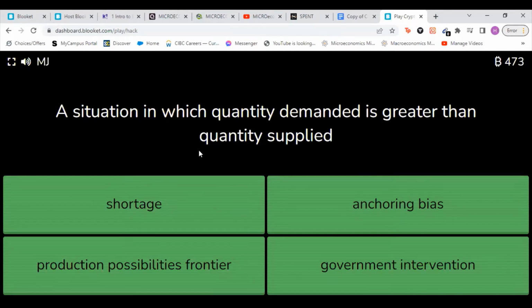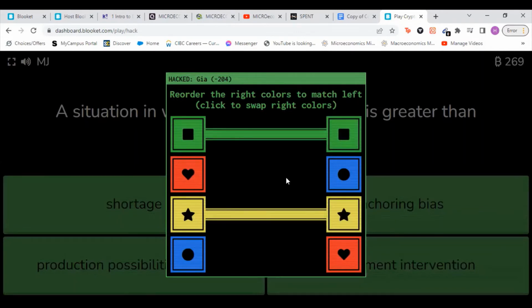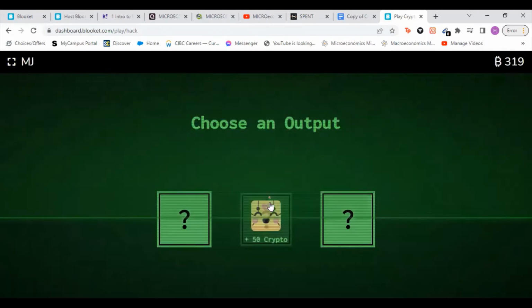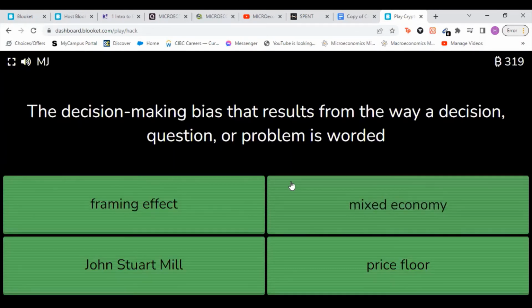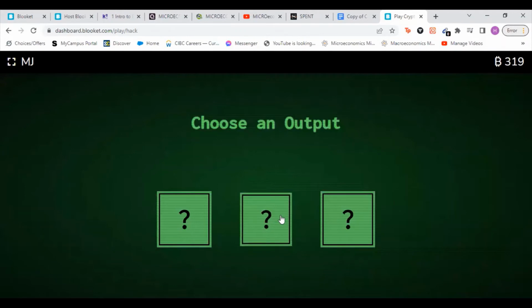Situation in which quantity demanded is greater than quantity supplied. Shortage. Decision-making bias that results from the way a decision, question, or problem is worded. Framing effect. Excellent. When buyers and sellers know everything about all the products within their market. Perfect information. Great job, Caesar.